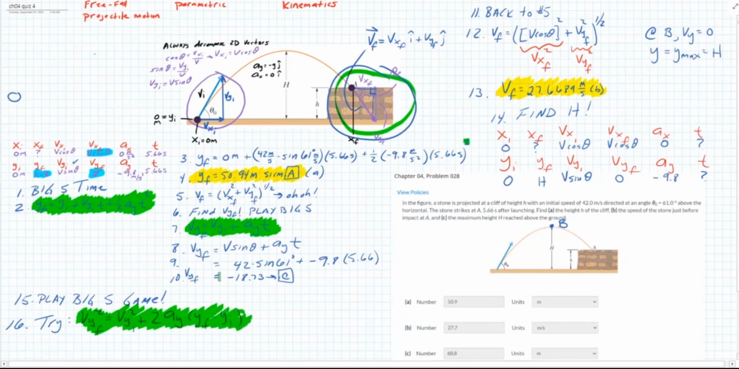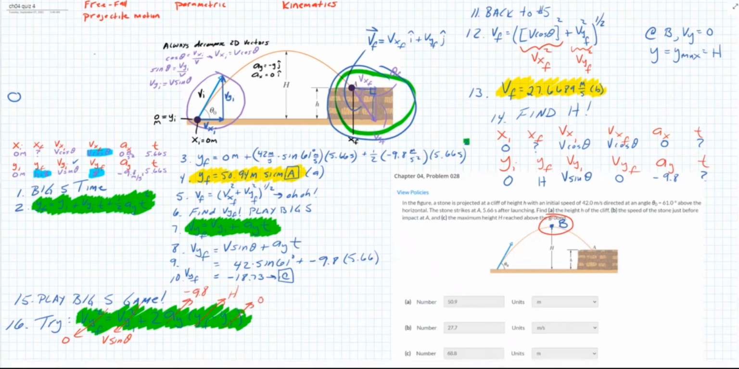Let's see what we know and what we don't know. Do I know Vy final? Yeah, that's equal to 0. It's right here at the apex. At that moment, there is no y velocity. Do I know Vy initial? Yeah, this is just going to be V sine theta. A sub y is negative 9.8 meters per second squared. Do I know y final? That's big H. Do I know y initial? Yeah. So I think this is solvable.